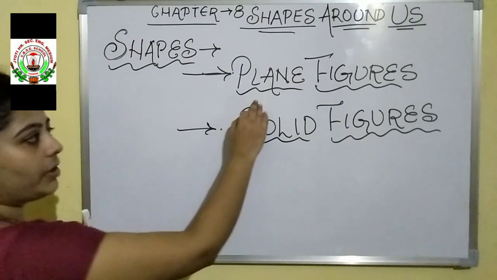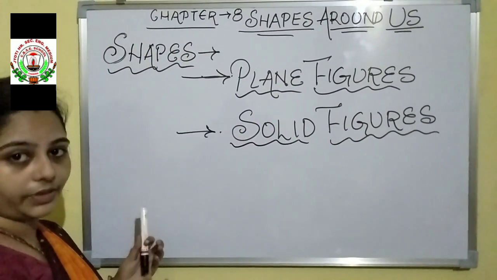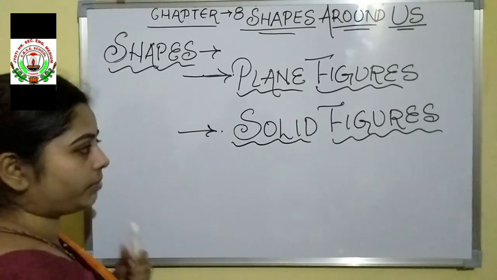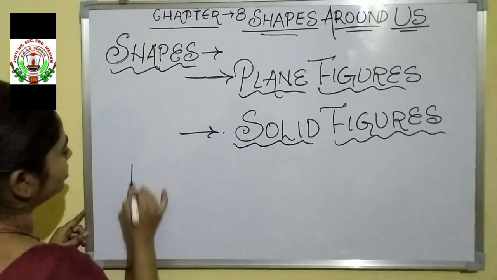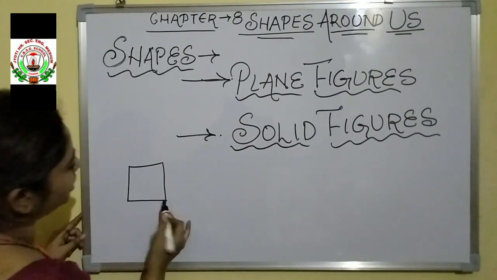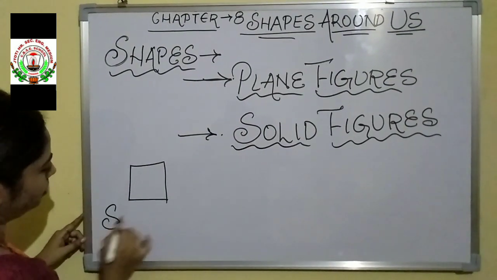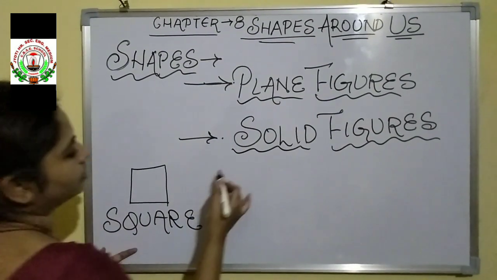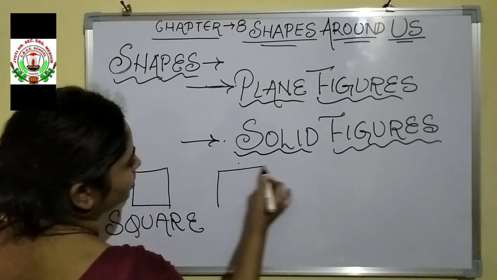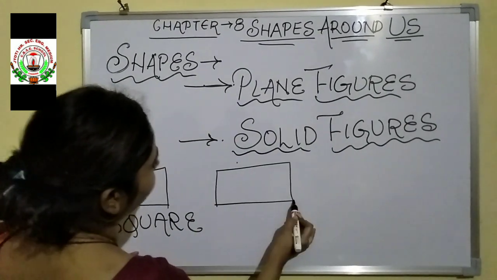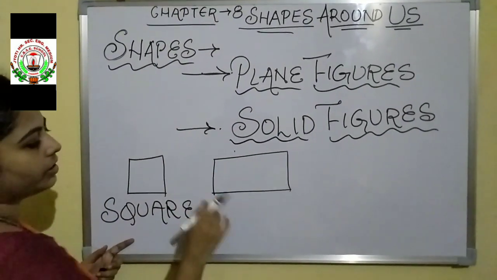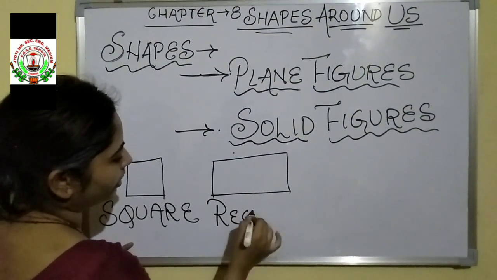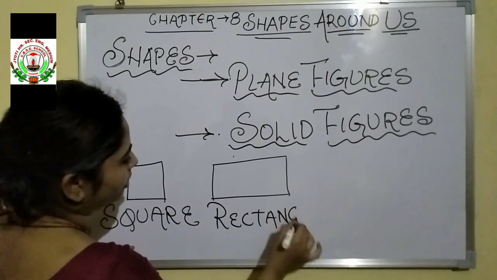So children, this plane figure you have learned in your previous class. Okay, what are plane figures? Can you describe? Can you give me some examples? Examples such as, what is this? Square. What is it? Square. Next figure I made by using horizontal and vertical lines. This figure is called what children? Remember? Rectangle. This figure is called rectangle.